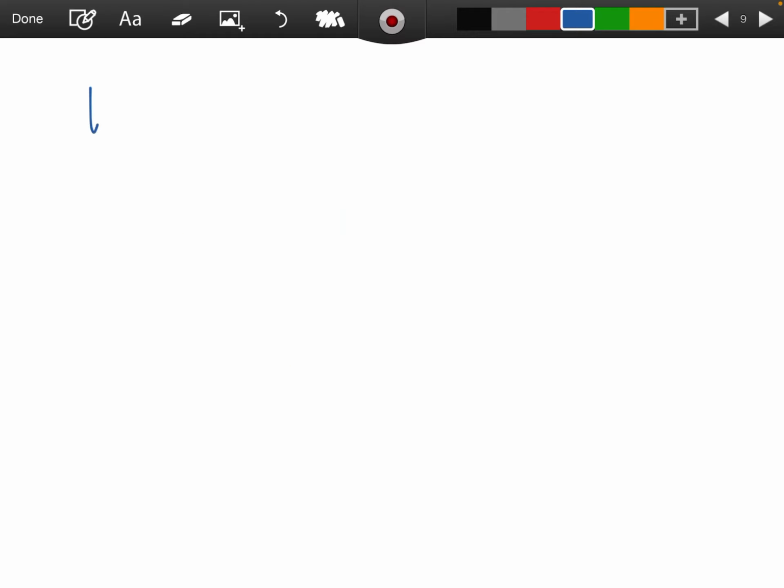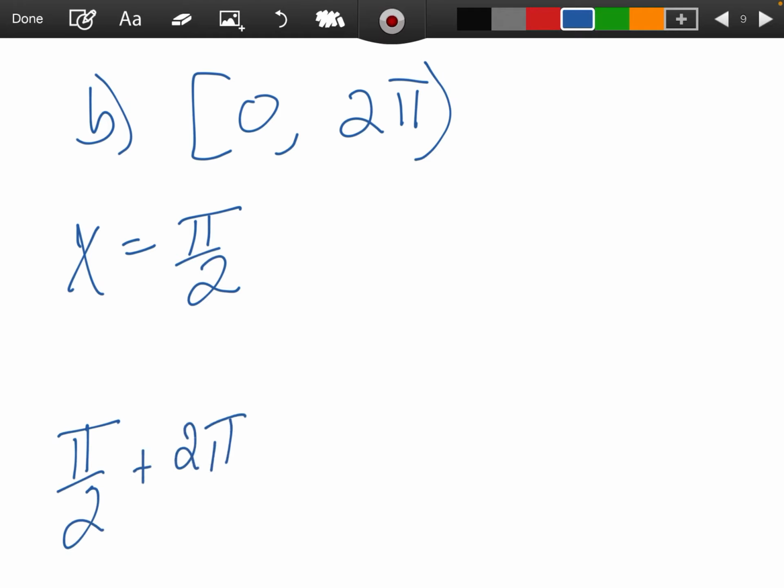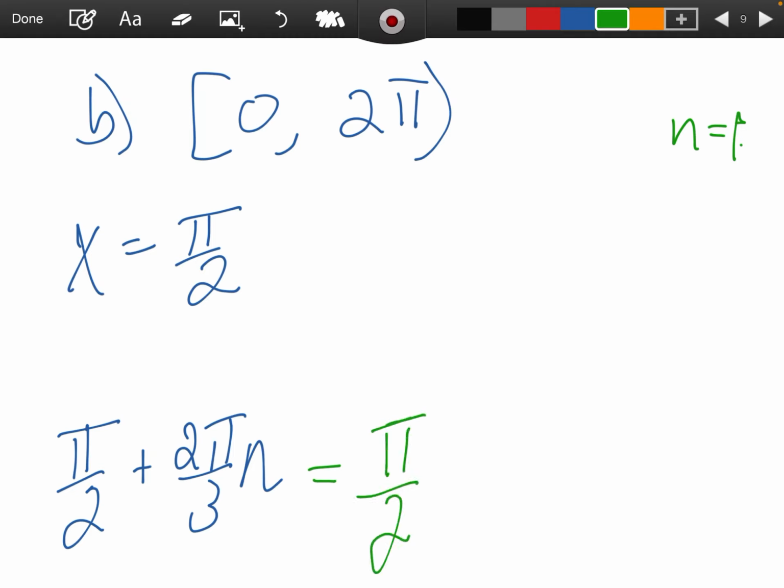Now, part B says, let's find our answers over the interval from 0 to 2 pi, okay? So remember, the first answer we came up with was pi over 2, right? Our general answer was pi over 2 plus 2 pi over 3 with an n. So I want to see what's going to happen when n equals 1. When n equals 1, this is going to be pi over 2 plus 2 pi over 3, right? Because n is equal to 1.